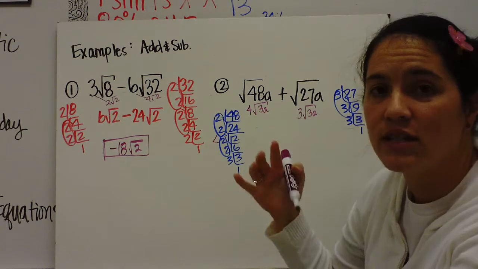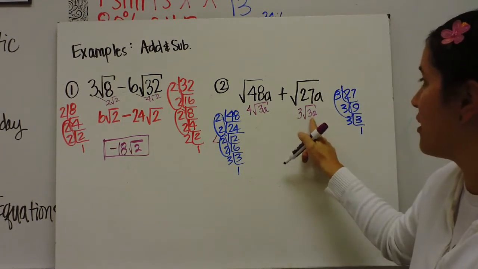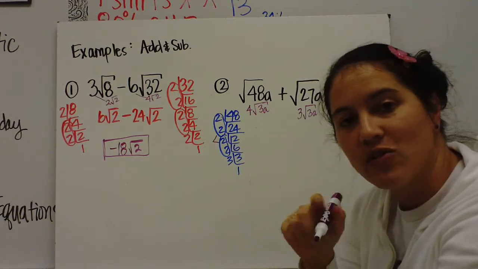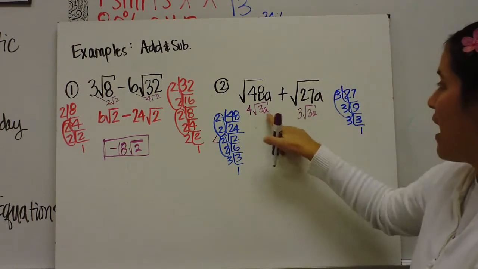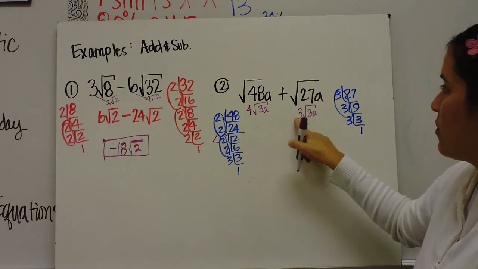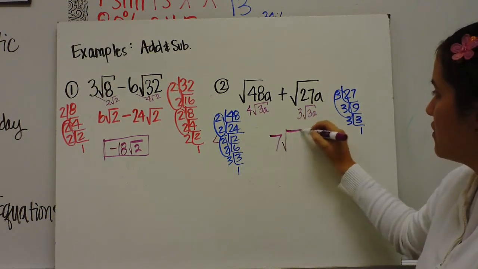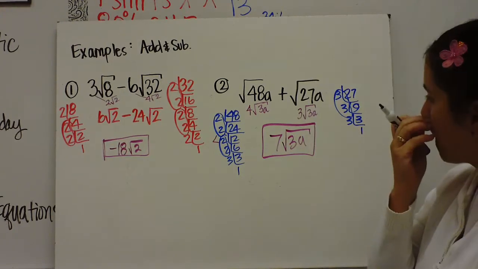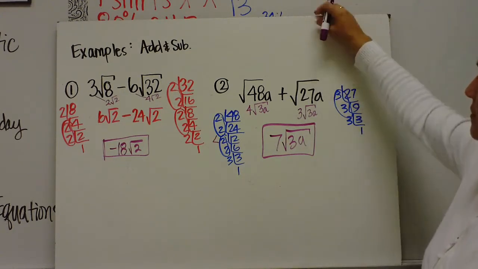Notice the goal is to have the same radical, 3a and 3a. My a's cannot come out because I only have one of them, and in order to come out of a square root, you have to have 2. So my a's stay under. I can add 4 plus 3 and I get 7 times root 3a. Okay?